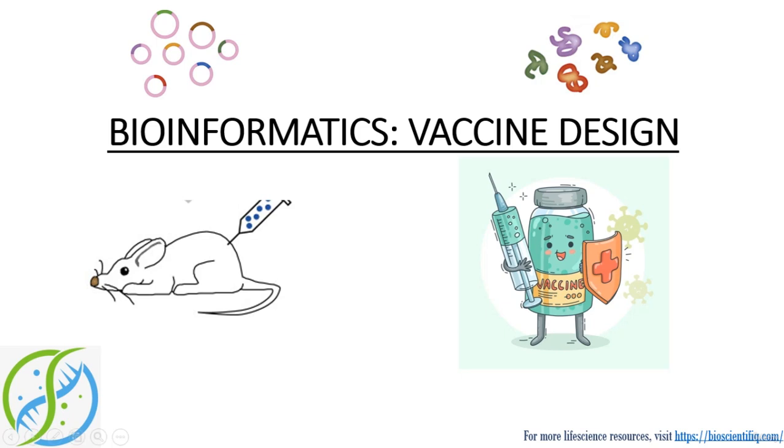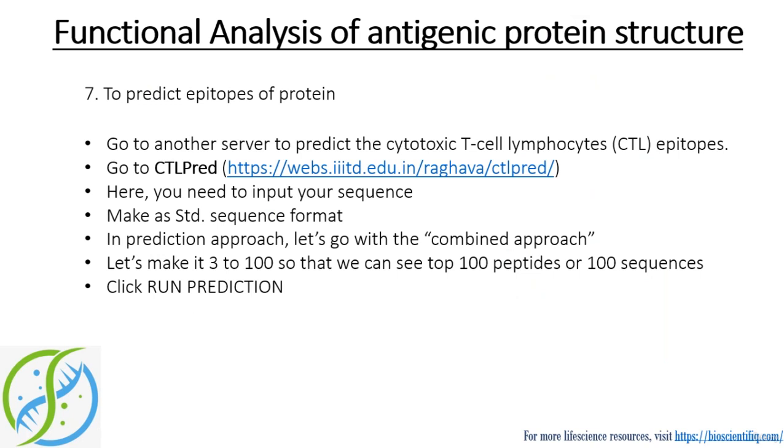Now, under functional analysis of antigenic protein, our next step is to predict the cytotoxic T cell lymphocyte epitopes in a particular protein sequence. For that you need to go to the server named CTLPred. These CTLs, or cytotoxic T cell lymphocytes, directly kill the pathogenic cells. So we are going to find out that type of epitopes, the epitopes which directly kill the pathogenic cells.